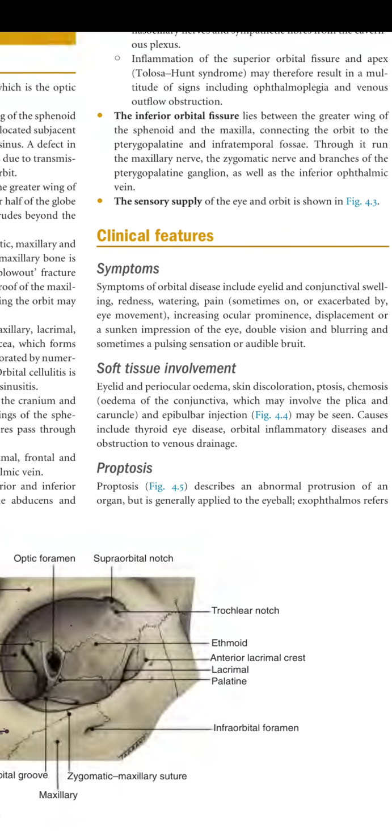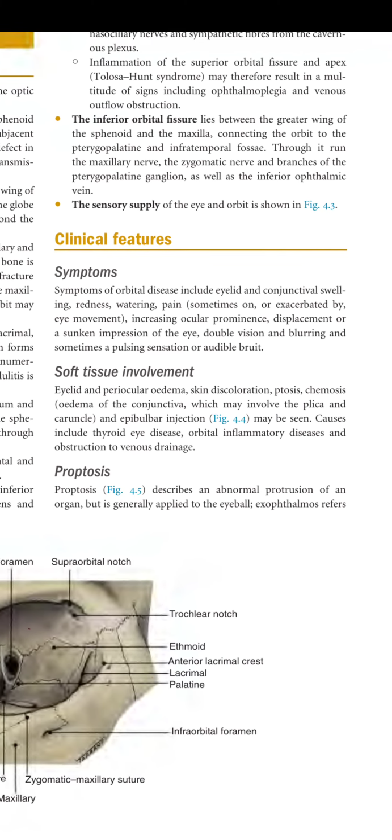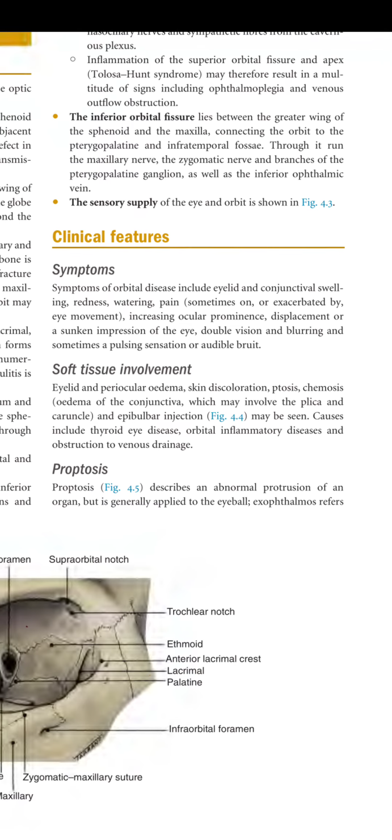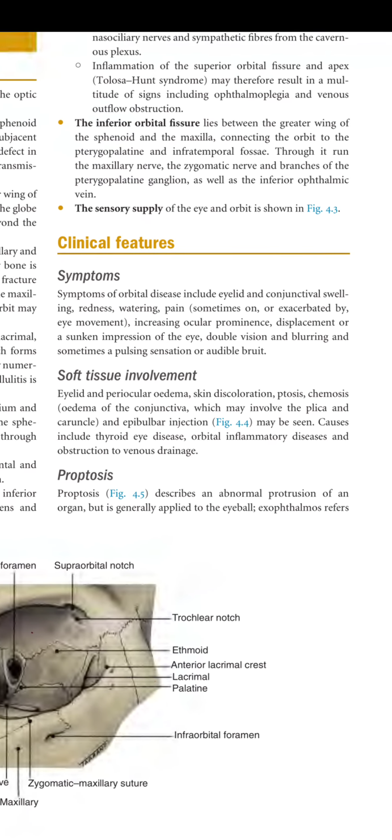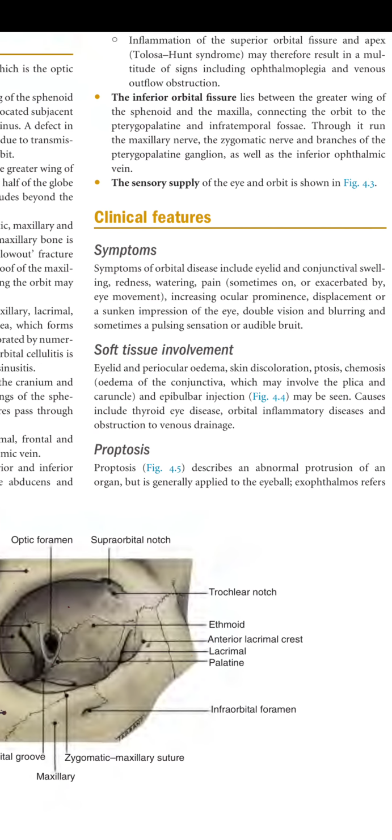Then there is an inferior orbital fissure that lies between the greater wing of the sphenoid and the maxilla, connecting the orbit to the pterygopalatine and the infratemporal fossa. So this is the inferior orbital fissure between the greater wing of the sphenoid and the maxilla, and it connects posteriorly to the pterygopalatine and infratemporal fossa.